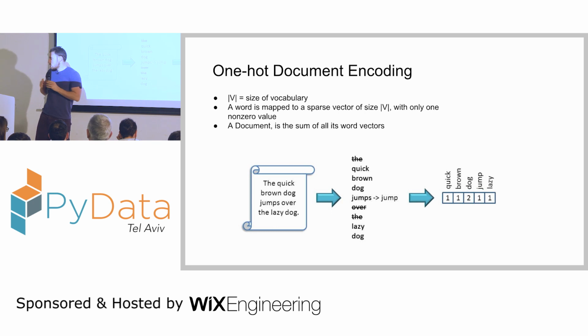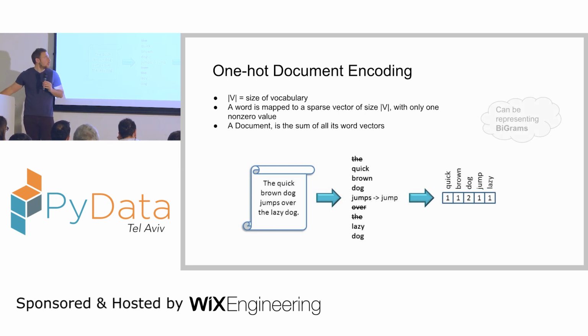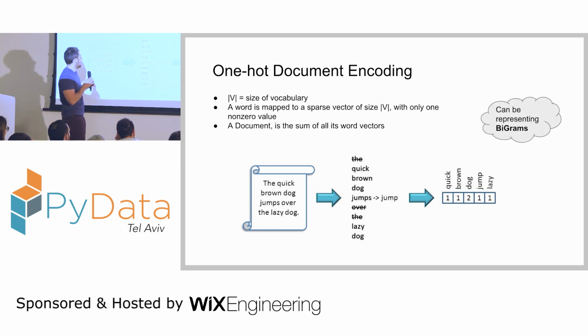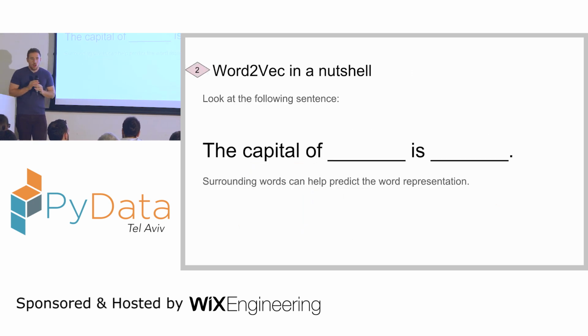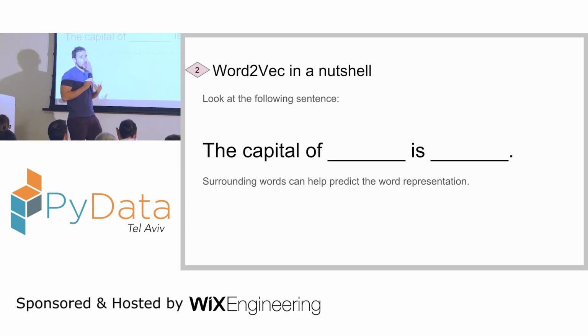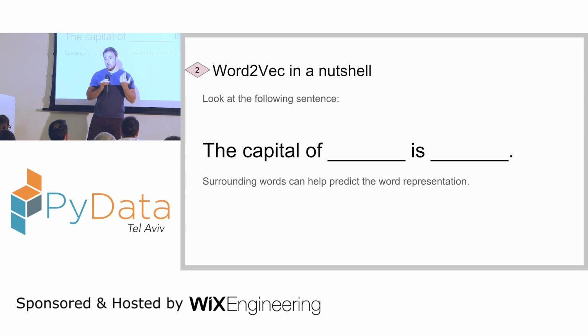This same trick can also be applied to pairs of words, also known as bigrams. So we would have, like, the quick, how many times it appears, quick brown, and so on. Okay, so this was one-hot encoding, also known as the bag of words.